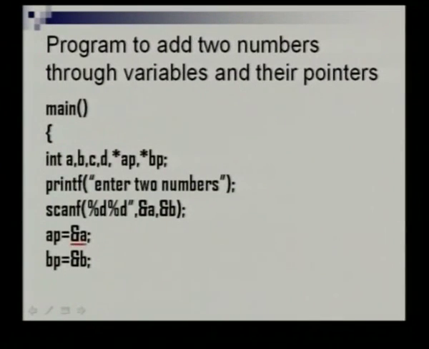This is possible only because AP and BP are pointer variables. So in this case, only using a pointer variable you can assign the address of a common variable. So here A and B are common variables, AP and BP are pointer variables. So the address of A is given to AP and the address of B to BP.